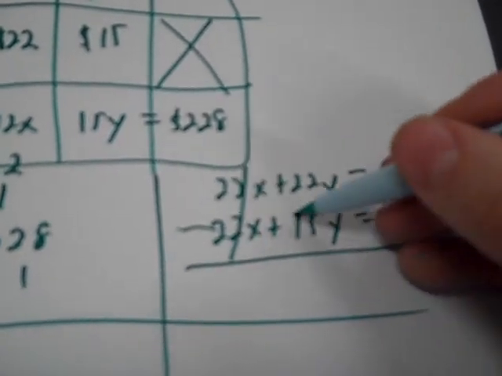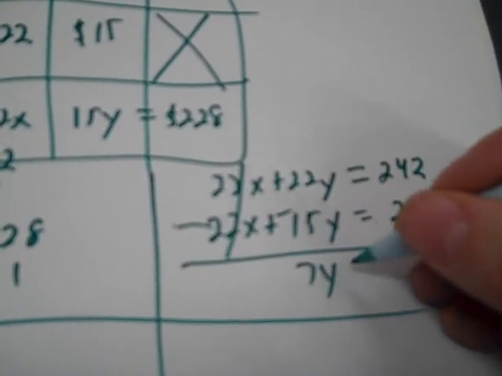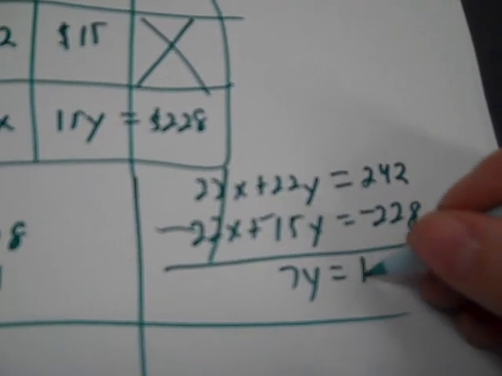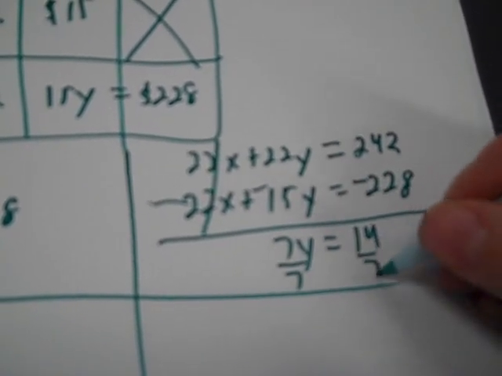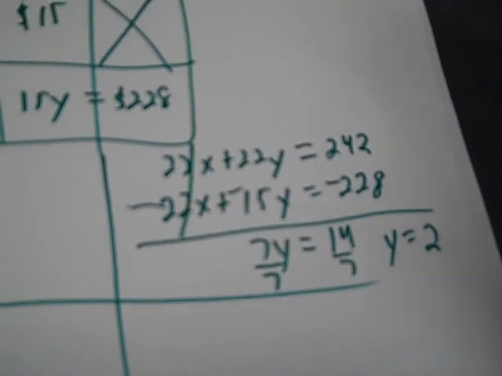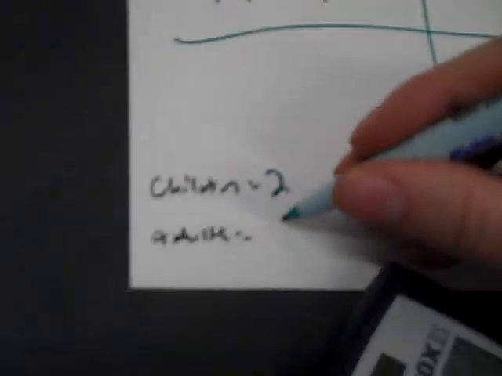Okay, negative, negative, that makes 7y. And that makes 14. So I divide both sides by 7 and y equals 2. So there's my y, and that's children. So there's 2 children. And then if you know there's 11 together, you can just subtract the 2, and it's 9. So 2 children, 9 adults.